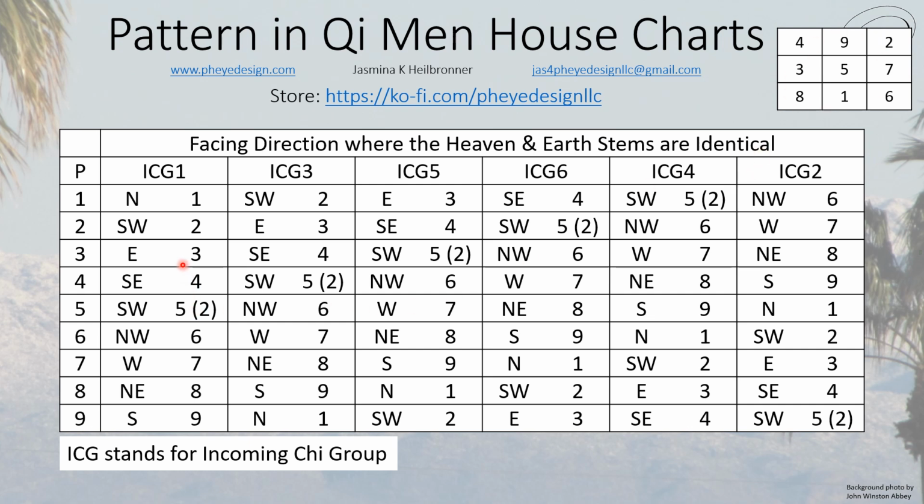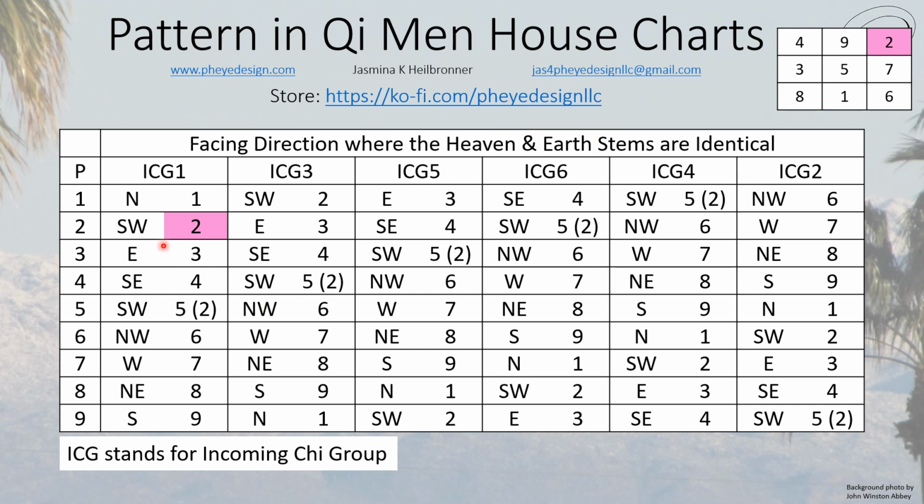So let's go back to this one. There's the Lo Shu. And now what this means, this line, these two pieces of data, in period 1, I see the incoming chi group 1, the only chart that has the facing direction where the heaven and earth stems are identical is the north. So for incoming group number 3, it will be in the southwest. That'll be the only one that will have this identical heaven and earth stems. Now, this is the real kicker. Star 1 is associated with the north. That's where it is in the Lo Shu. And that's the one that has the heaven and earth stems identical.